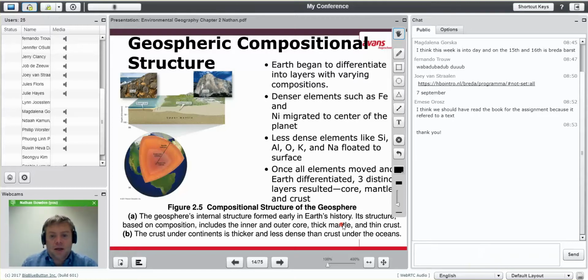All right. So to quickly reiterate, the internal structure of our Earth is differentiated by composition, and this includes an inner and outer core, a thick mantle, and a very thin crust. But we'll get to that. The crust under the continents is thicker and less dense than crust under the oceans. So it forms not only the land that we walk on, but also what's under the oceans, which is thinner and less dense.